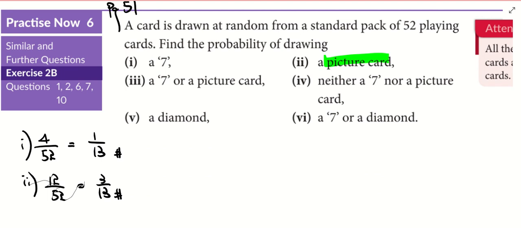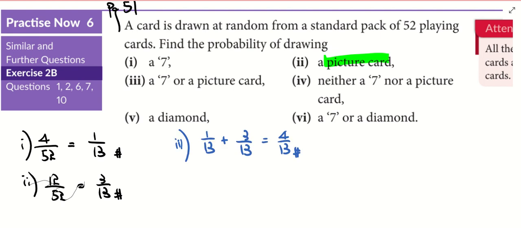The number 7 comes from part 1. The picture card comes from part 2. A 7 can never be a picture. A picture can never be number 7. So basically, they are not related. Alright? If they are not related, they are mutually exclusive. Meaning, I can add the 2 answers from part 1 and part 2 together.